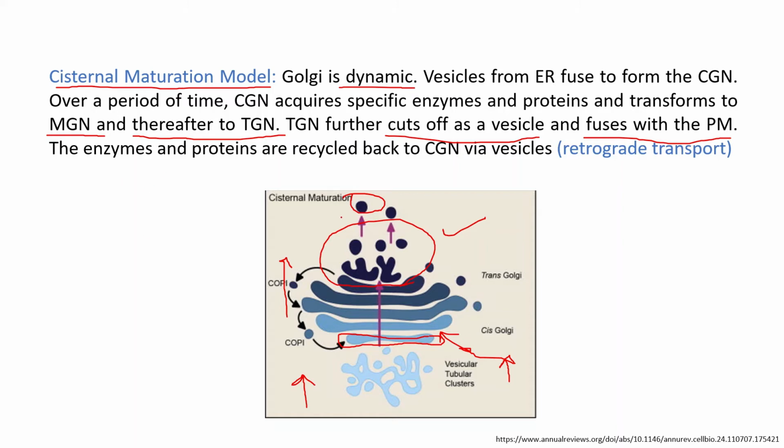And what happens to the enzymes of the trans-Golgi network? The enzymes which this trans-Golgi network already had cannot be transported out of the cell, right? That will be a complete wastage. So the enzymes and the proteins are recycled back to the cis-Golgi network via vesicles. And this transport, wherein the enzymes, the proteins, the vesicles are brought back from the trans-Golgi network towards the ER, is called retrograde transport.